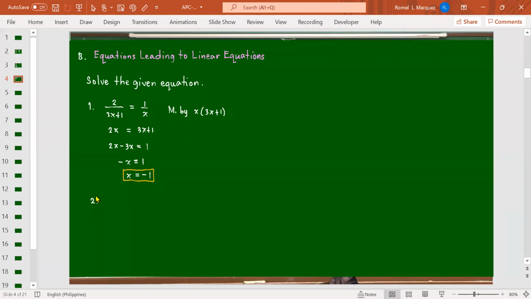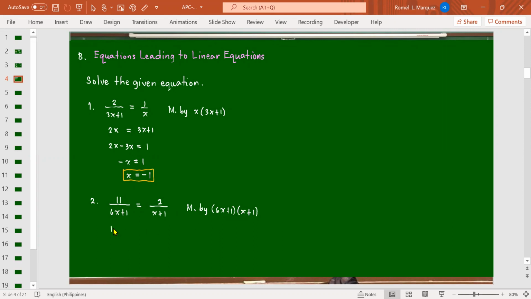Number 2. 11 over 6x plus 1 equals 2 over x plus 1. So again, multiply by the LCD. So we have 6x plus 1, x plus 1.